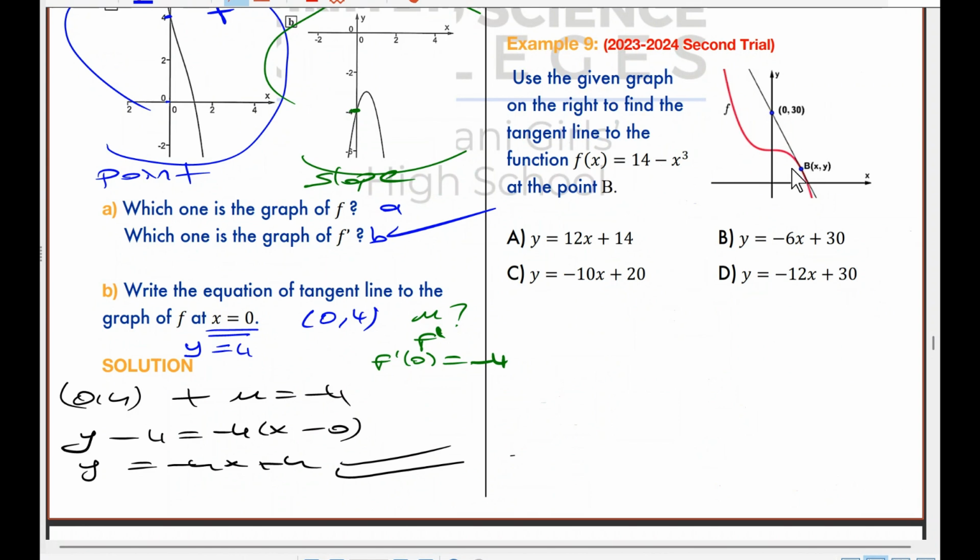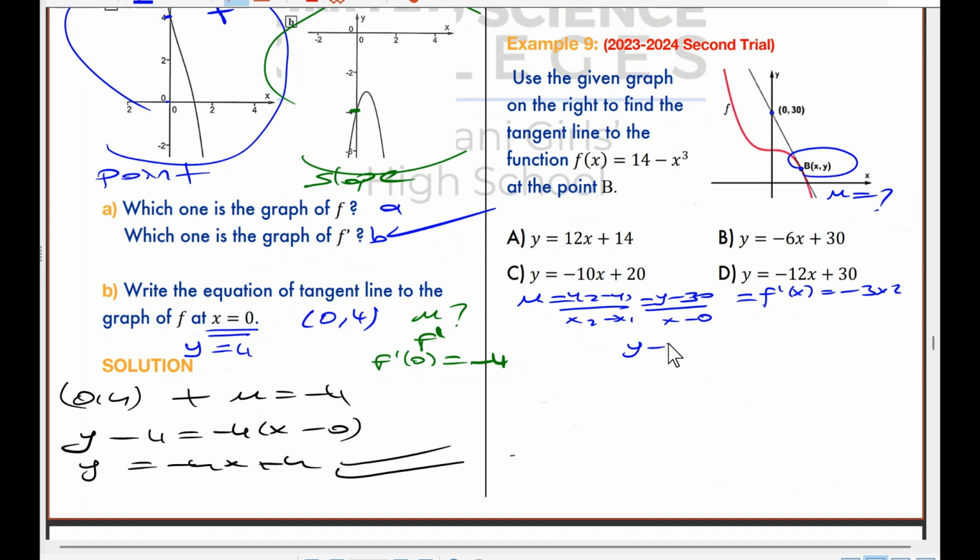Okay, let's find the slope first. We are given a point (x, y). We don't know what the slope is, so we can find the slope by using those 2 points, right? Slope is equal to y2 minus y1 over x2 minus x1, which is, let's say, y minus 30 over x minus 0. What is this equal to? Slope means the derivative of the function. What is the derivative of that function? The derivative of 14 is 0, and negative x cubed gives negative 3x squared. So I have y minus 30 over x equals negative 3x squared.